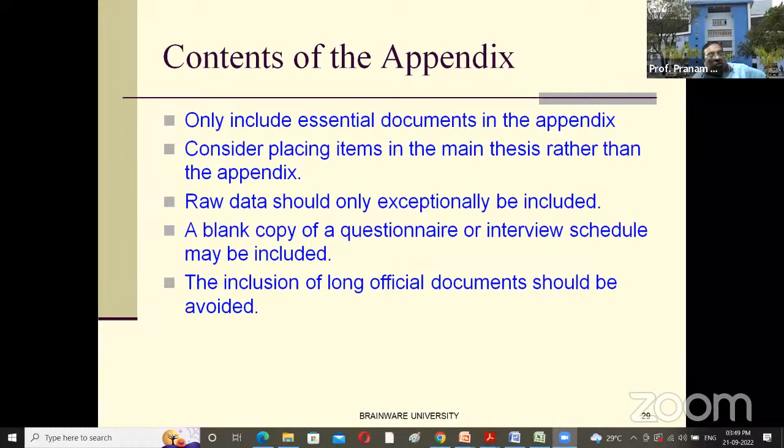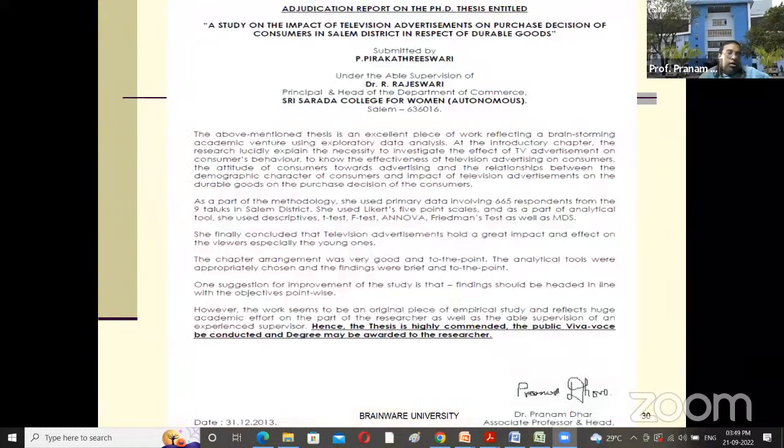The inclusion of long official documents should be avoided. Then this is the ultimate. I think no one else will show you. This is the adjudication report of the PhD thesis. This is one of the theses.